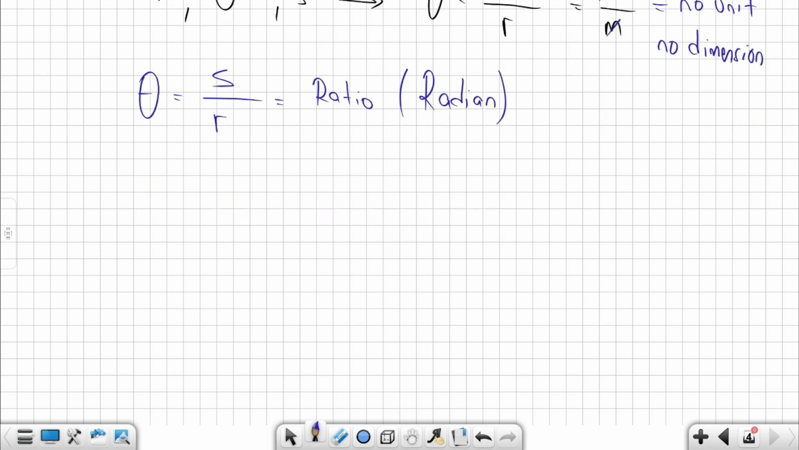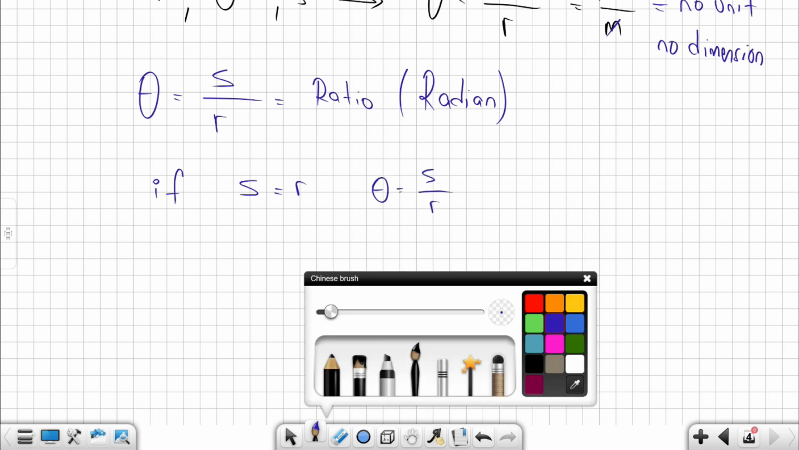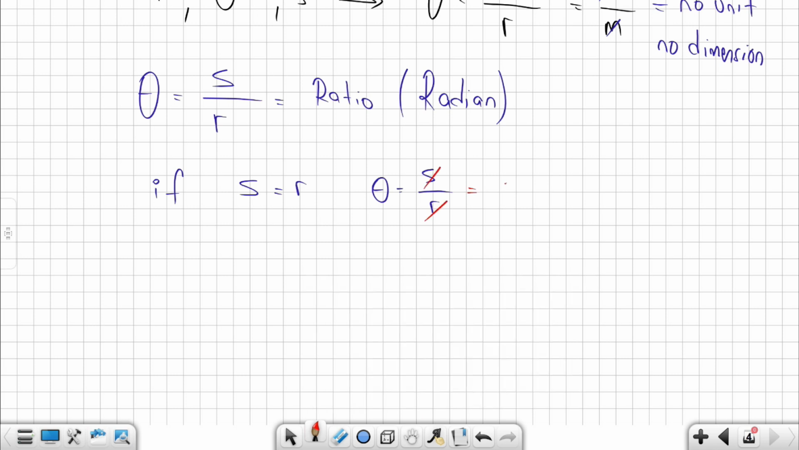How can we have 1 radian, and what is the theta in radian for a complete circle? Let's find both. Radian can also be defined as follows: if the arc length is equal to the radius, then they will cancel each other, and theta, which is S over R, will be 1. What did we name that one? We named it radian. So when the arc length is equal to the radius, we have 1 radian. That is the definition of 1 radian.